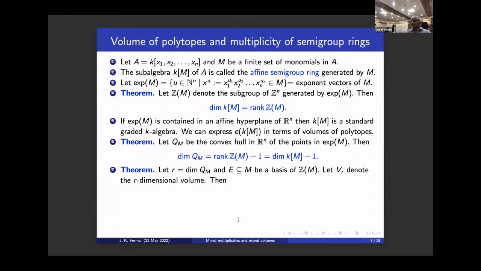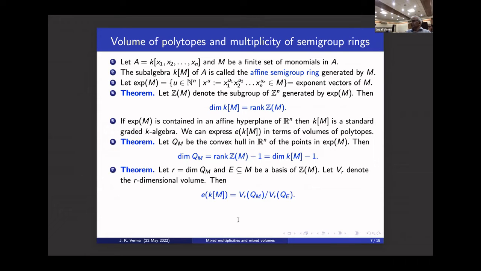Okay, so I'll show it in an example. Suppose R is the dimension of the polytope Qm, where M is my fixed set of monomials. Take the polytope, which is the convex hull of the exponent vectors of these monomials, and R is its dimension. And take a basis of the subgroup which is generated by the exponent vectors in Zn. So on one end, I have the polytope. On another end, I have the subgroup. Take a basis of that subgroup. So that is a subset of M, and with respect to that subset of M we also get a convex polytope. And suppose R is the dimension of this convex polytope.